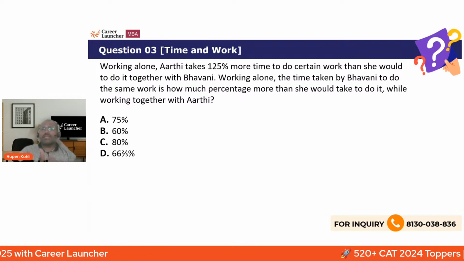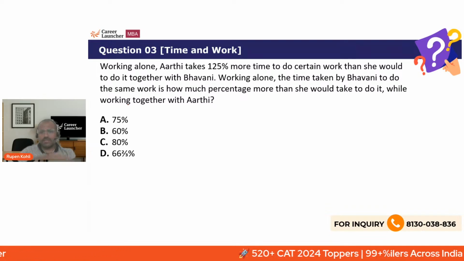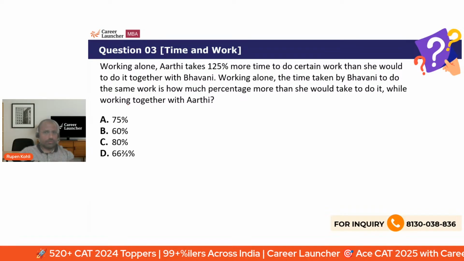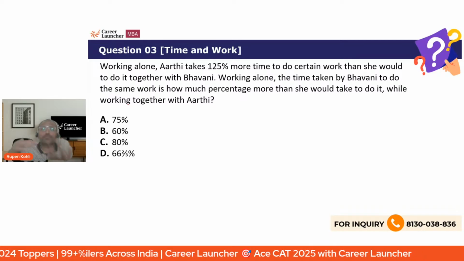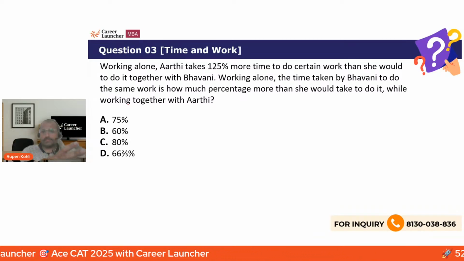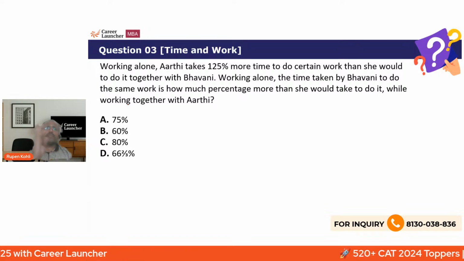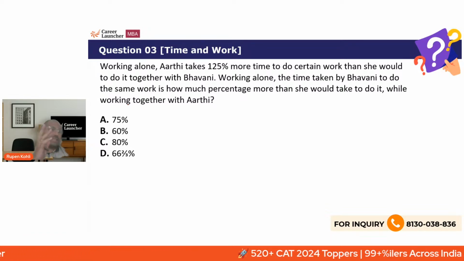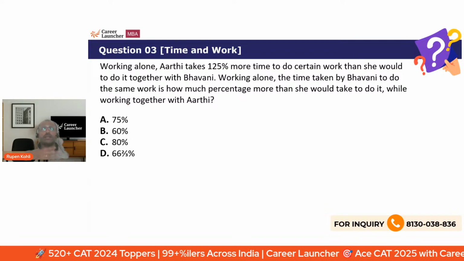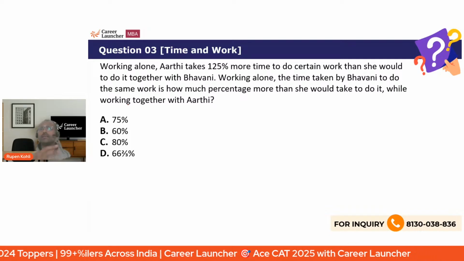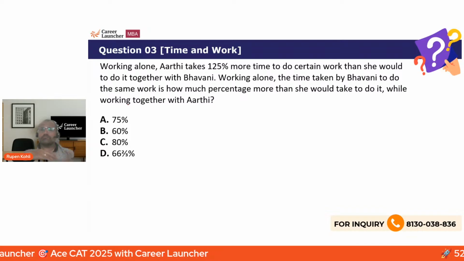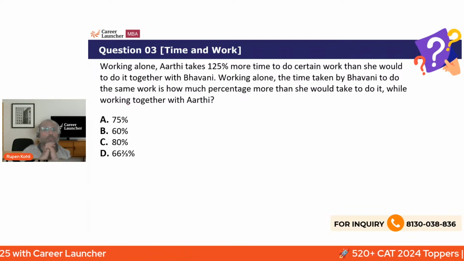When a person works alone, obviously he or she will take more time with respect to working with somebody else. So when you work together, your rates get combined, you work fast, so time will be less. So Aarti is taking so much percentage more time, right? Now the focus in time and work questions is to establish the relationship between the rates of the persons involved. Typically when you're working with rate, you can easily apply the ratio approach, or you can say the variation approach in solving the problems, right?